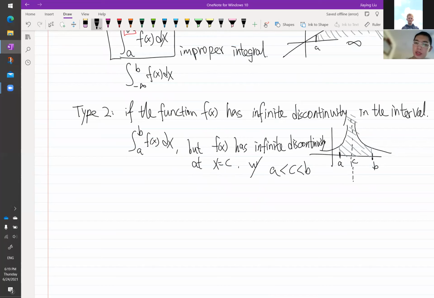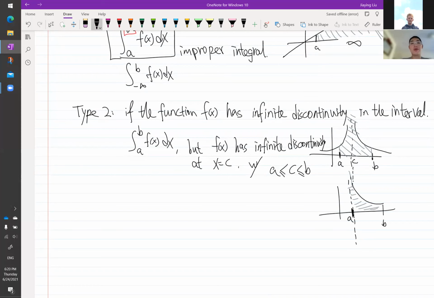Let me make it clear. At c, this could be equal. So you could have the case that we try to integrate from a to b, but the function has a vertical asymptote right at a. So this part goes to infinity there, because the function has the asymptote at a. So c could be equal to a, or b.